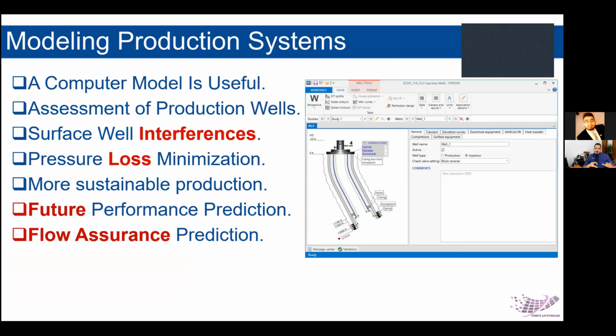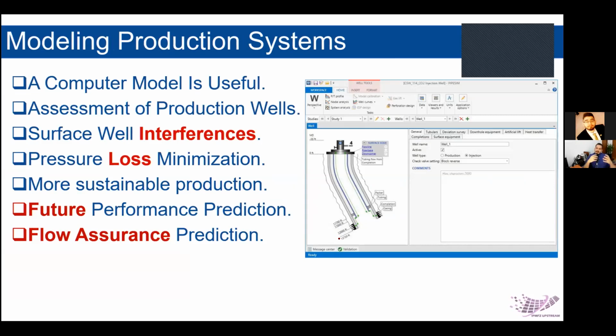Actually, we are done with the basics here. We should all be on the same page. Now we will talk about production modeling and why we need this. Okay, you now know what a production system is. Now let's talk about the modeling.